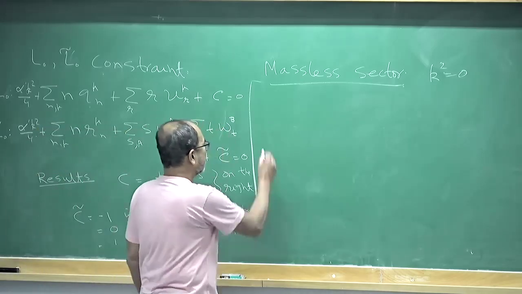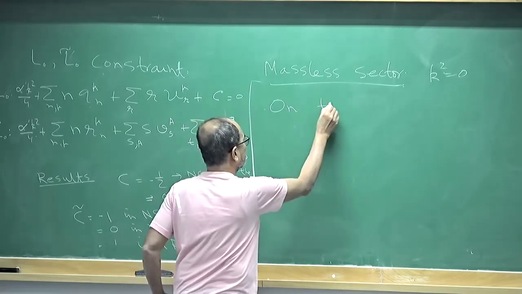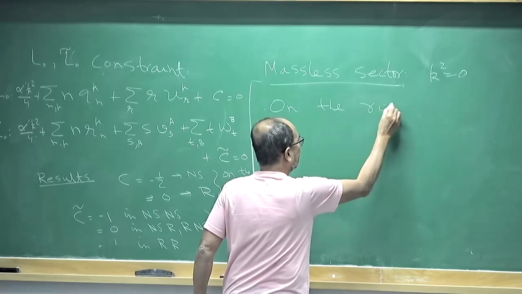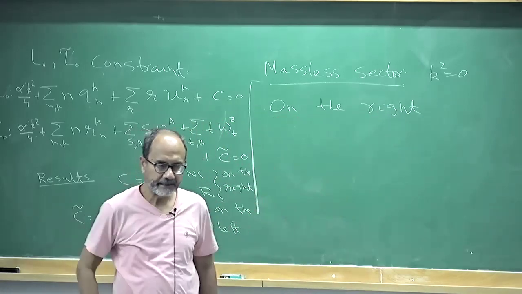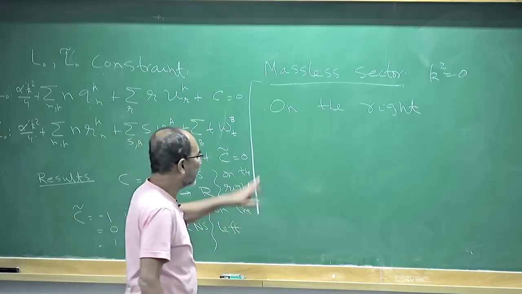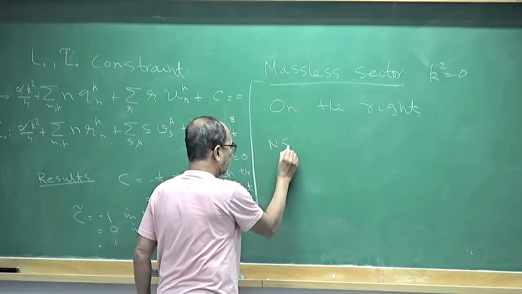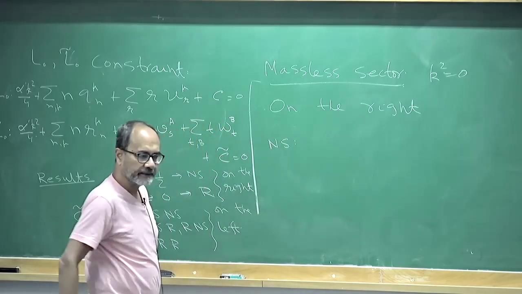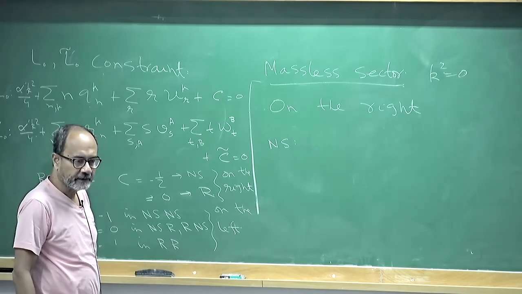So what are the massless sectors? Let's look at the right first. Then finally the full spectrum will be constructed by taking the product of left and right. So on the right, let's look at the NS sector. What are the massless states on the NS side? These you have constructed many times by now.